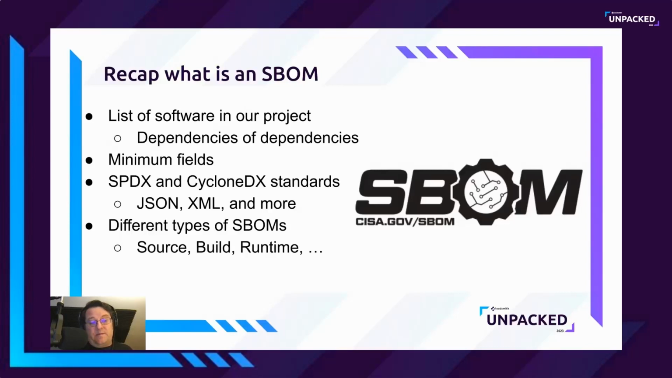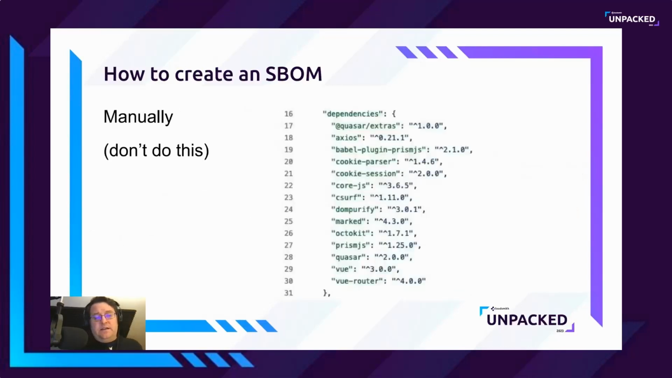And there's the different types of SBOMs. Again, source, build, runtime, deploy, whatever. Again, the details aren't necessarily important. What's important is to understand that you could have different kinds of SBOMs for the same project, and that's okay. It doesn't mean anything is wrong. It doesn't mean anything bad is happening. It's just how it works. Okay, so now let's move on to how to create an SBOM.